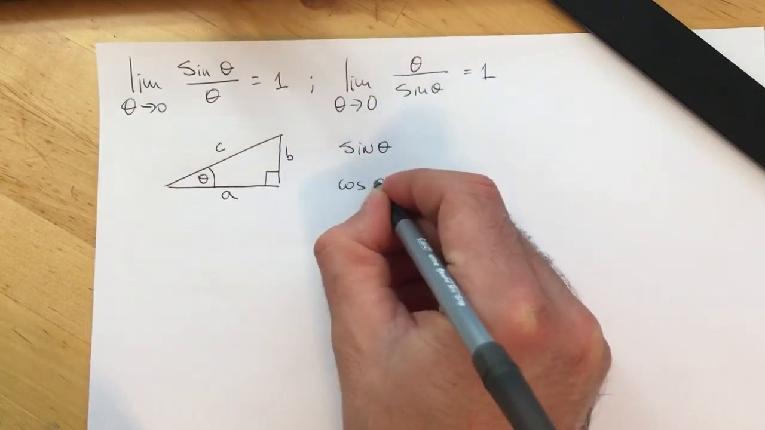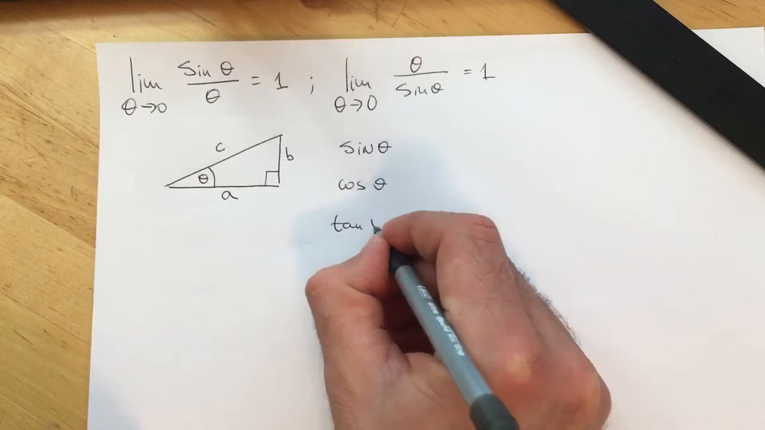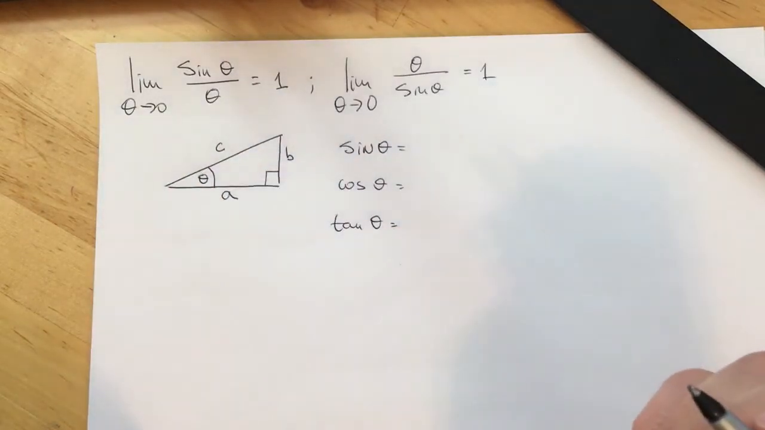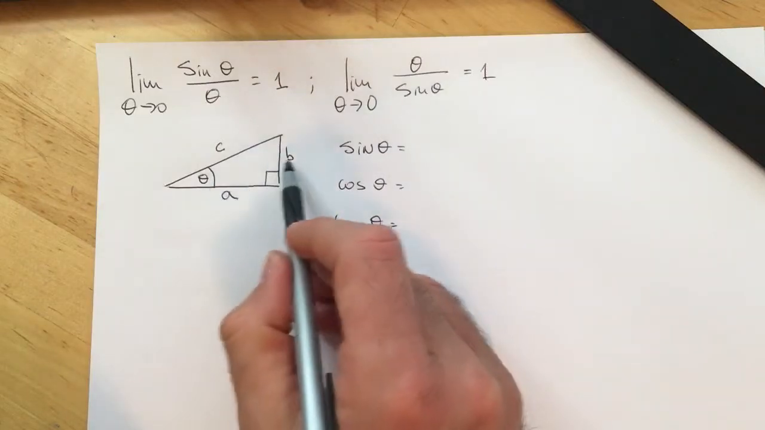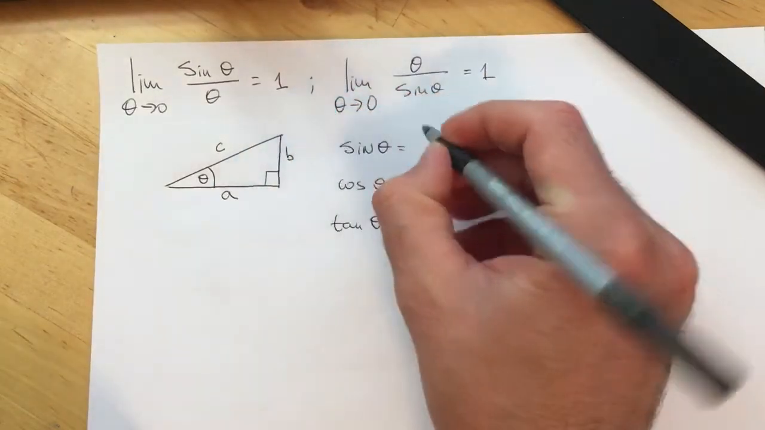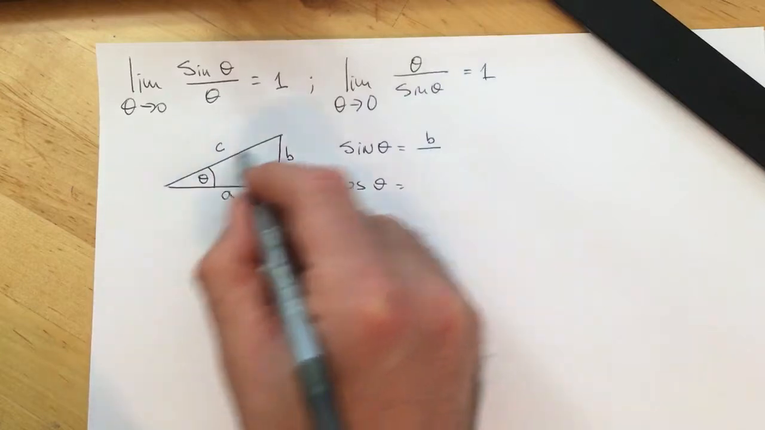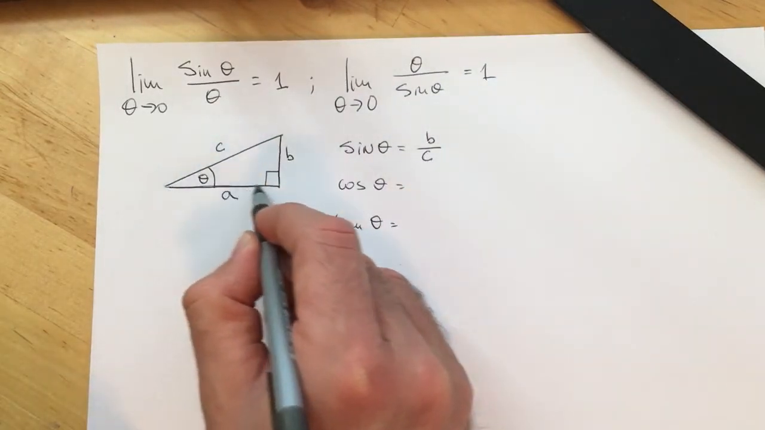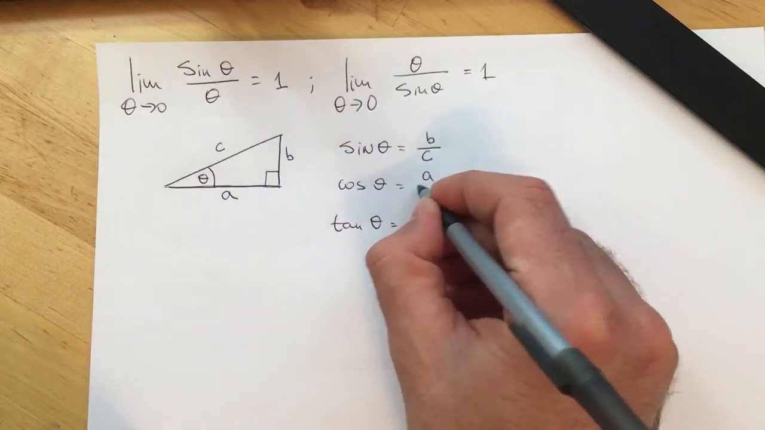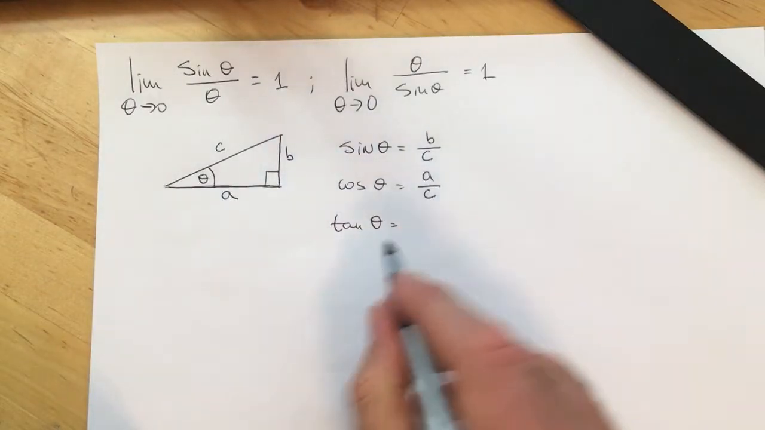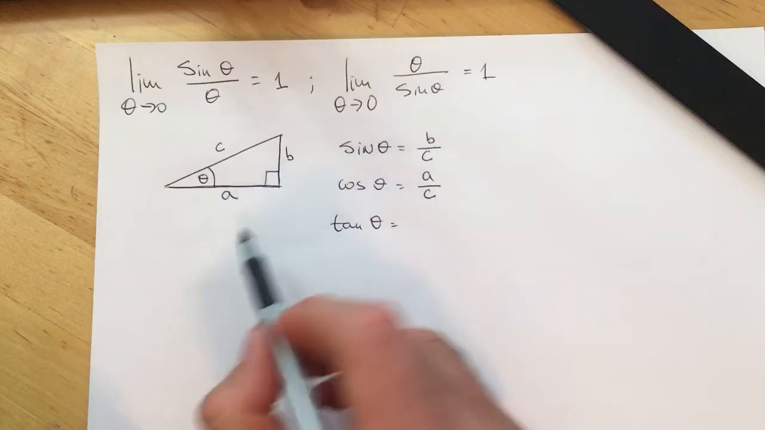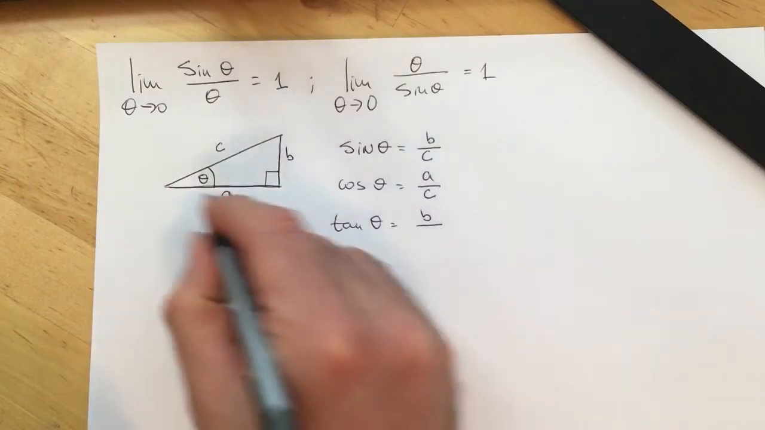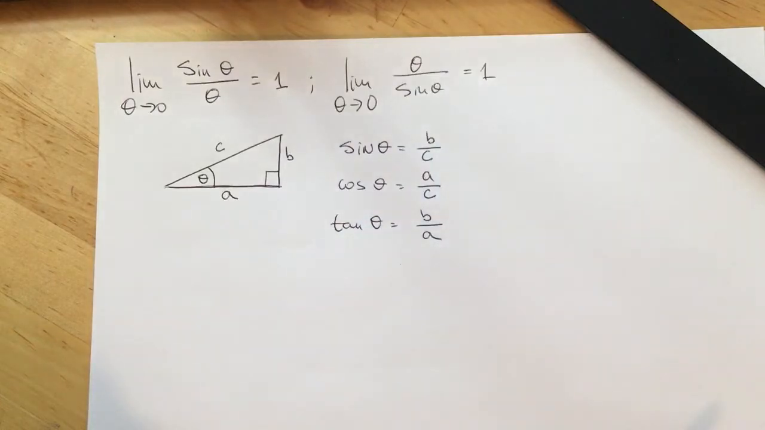Okay, so these trigonometric functions, sine of theta, cosine of theta, and tangent of theta, are nothing else but the ratios between the sides in this right angle triangle. Sine of theta is the length of the opposite side divided by the hypotenuse, B over C. Cosine of theta is the length of the adjacent side divided by the hypotenuse. And tangent of theta is the ratio between the opposite side B over the adjacent side A.